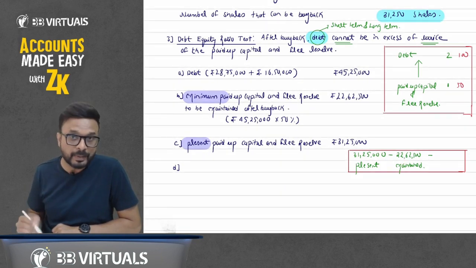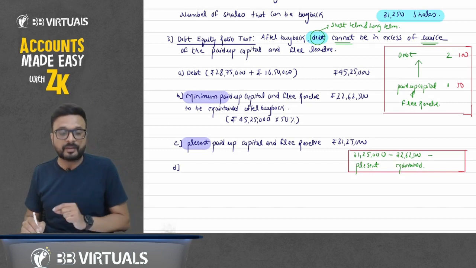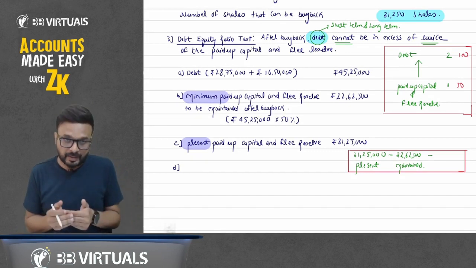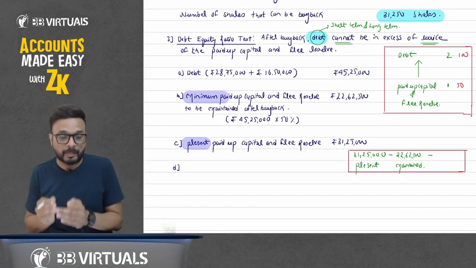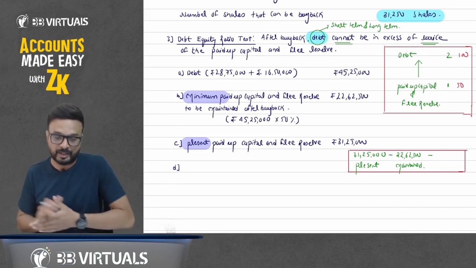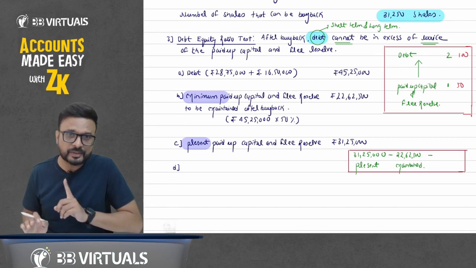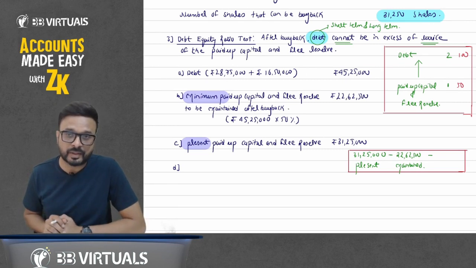22,62,500. It should be maintained. But remember one thing, very important point now: when you do the buyback, you have to transfer some amount to the CRR account, and the CRR account is not a free reserve.